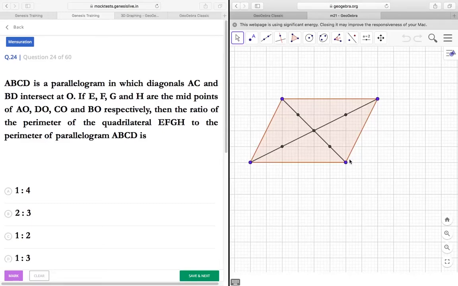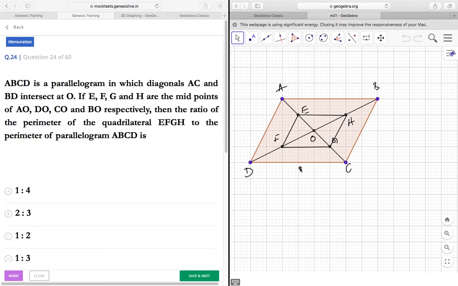Okay. Read the question. ABCD is a parallelogram in which diagonals AC and BD intersect at O. E, F, G, H are the midpoints of AO, DO, and so on. Okay, doesn't matter. And then the ratio of the perimeter of this small quadrilateral, joining the midpoints, to that of the bigger one. All right, now observe, we have done already something like this. If this is the midpoint, and consider this triangle, that is ODC. If F and G are the midpoints, and this is the line joining the midpoints, then this FG will be half of that of DC. So that's the logic that we will be applying for this question.